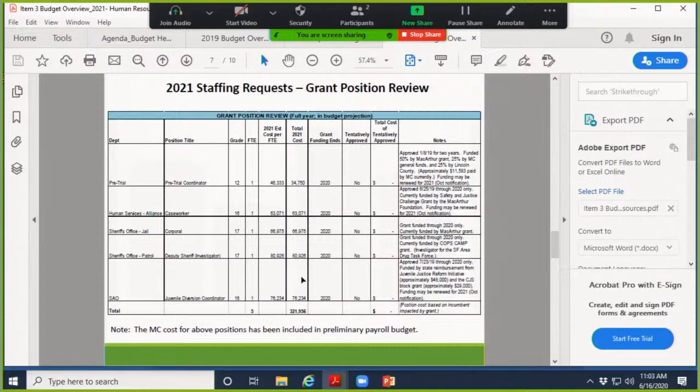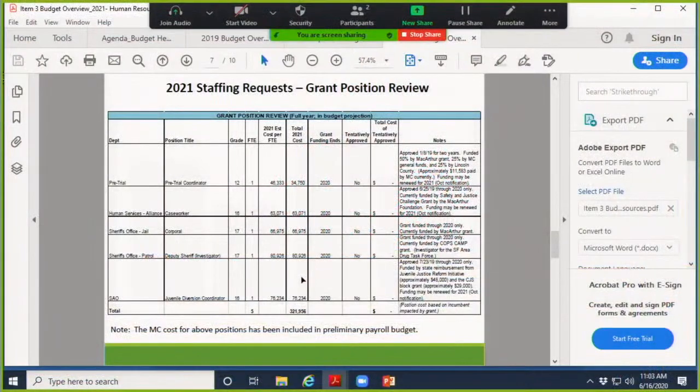I'm not sure I understand, so maybe somebody could repeat it back to me. Yeah, I don't understand it. Right now, we're just going to leave the grant positions the way they are. And so now let's move on to the new positions that are requested for 2021. I'm open for thoughts about that.